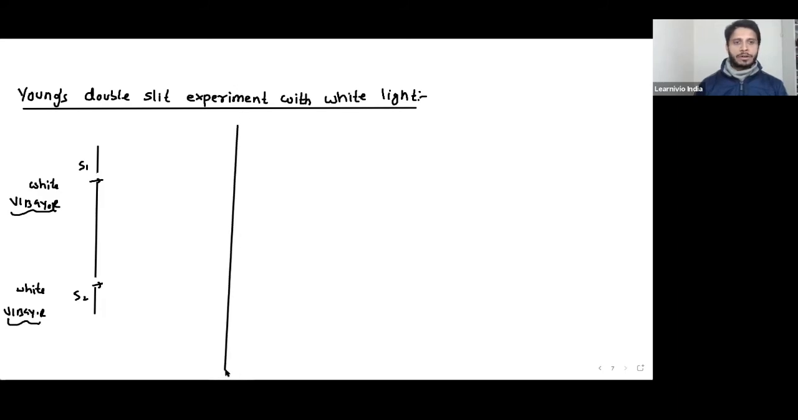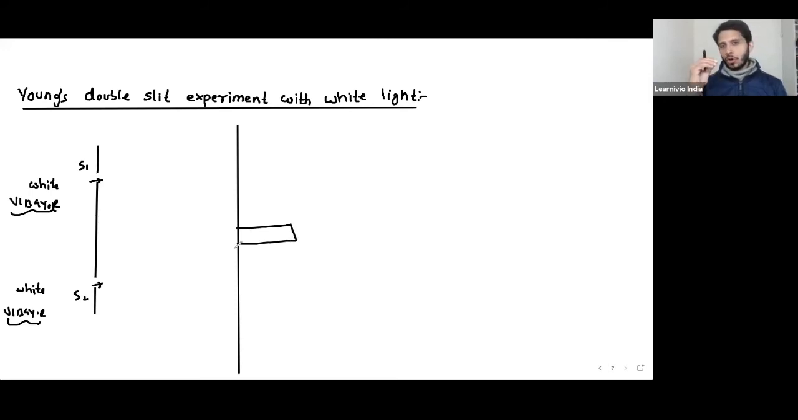Now, you have to decide what type of pattern one will get. When I say white light is coming from both the slits, think like 7 colors are coming from this slit and 7 colors are coming from this slit. So how many interference patterns are you expecting? 1 or 7? 7 from this and 7 from this, so we'll have 7 interference patterns. The central bright fringe would be at the center, and the bright fringes of all 7 colors will coincide. So the central bright fringe would be white.